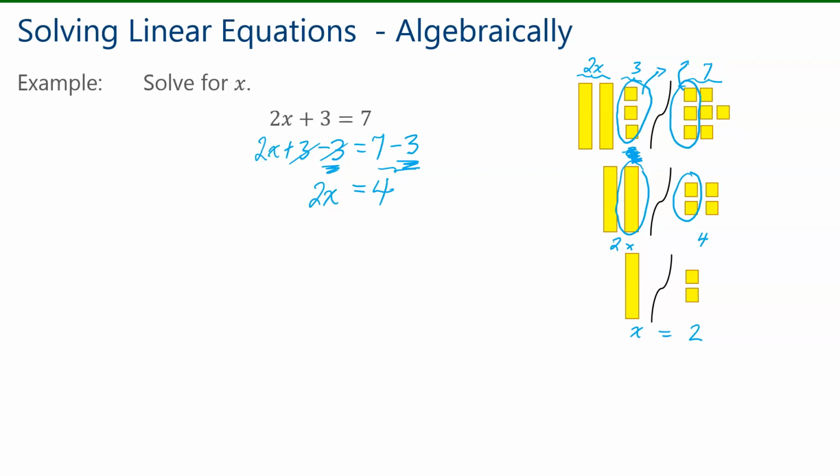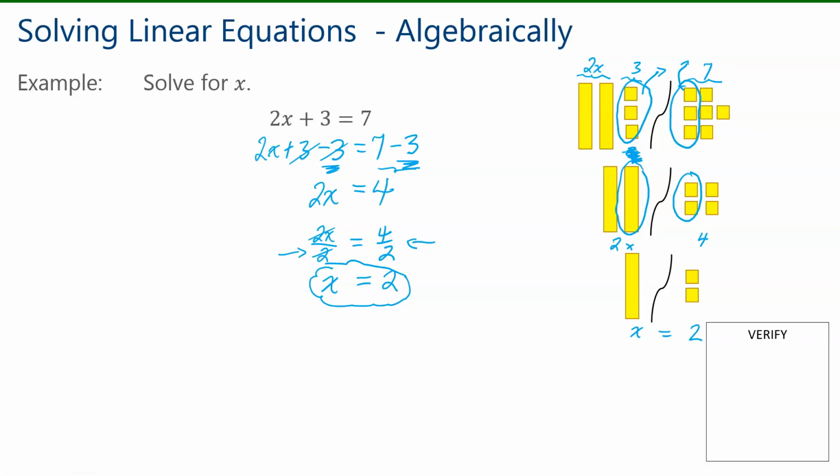Algebraically, when we have 2x equals 4, recall that 2x means 2 times x. The opposite of multiplication is division. So instead of 2 times x, I must divide both sides by 2. Whatever I do to one side, I must do to the other. 2x divided by 2, 2 divided by 2 is just 1, so we're left with 1x, or just x, and 4 divided by 2 is 2. X equals 2 is our solution.